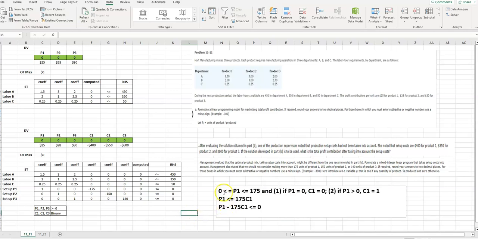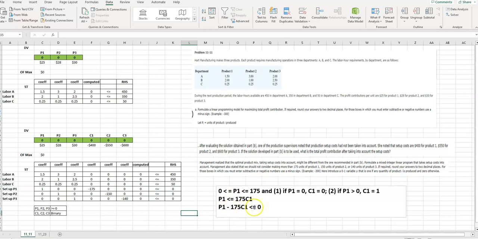If I don't make P1, that means that P1 is equal to 0. So if P1 is 0, 0 minus 175C is going to be equal to 0, because if you look at these three terms and their coefficients, because the objective function is being maximized, Excel does not want to pick up any of these costs. So Excel is going to keep this at 0 by default in order to not pick up the cost.